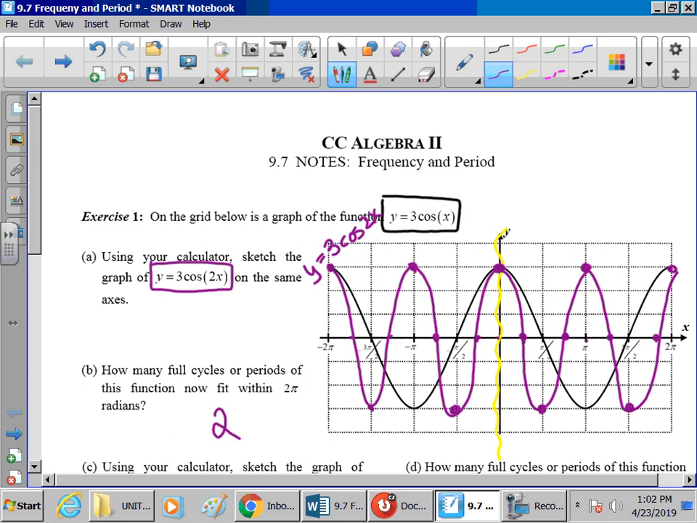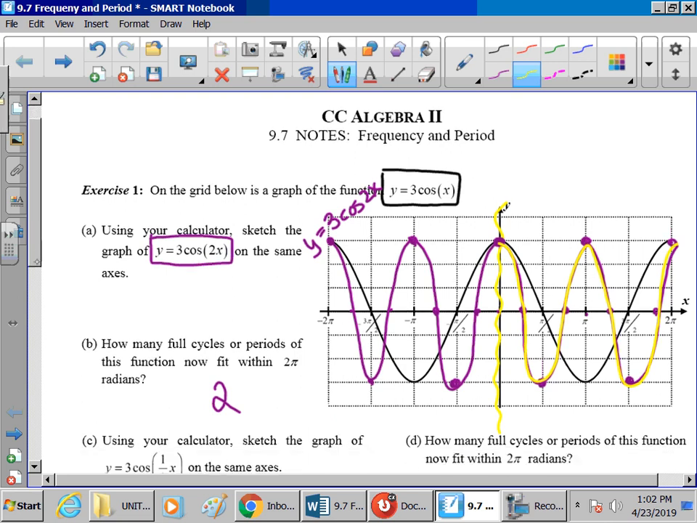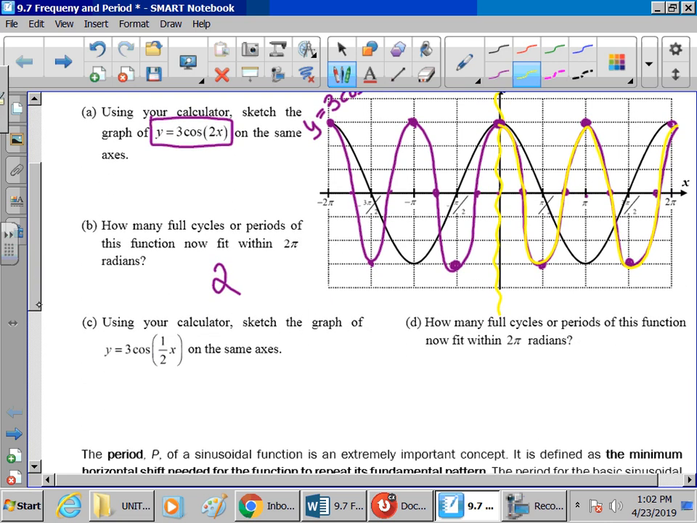We discussed that we have 2 complete cycles, meaning here is 1 cycle, and here's 2 cycles. 2 complete cycles. So, using your calculator, sketch it. Well, we talked about that already, and we did that already, kind of doing things out of order a little bit.